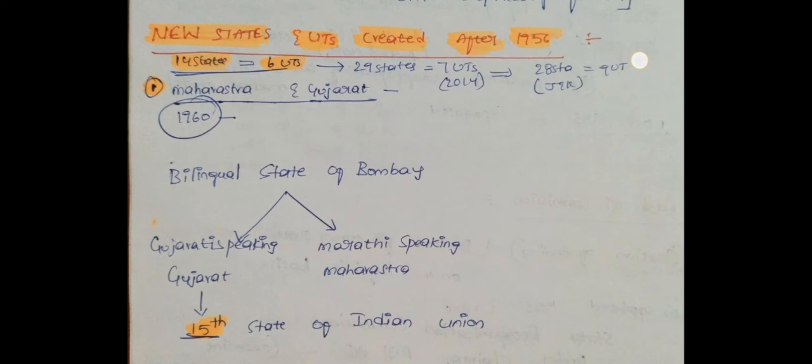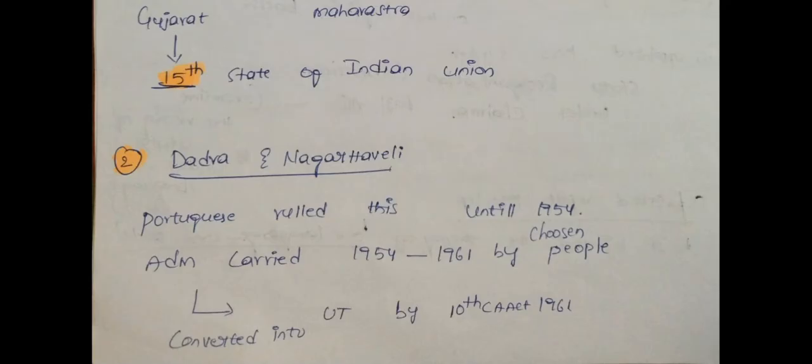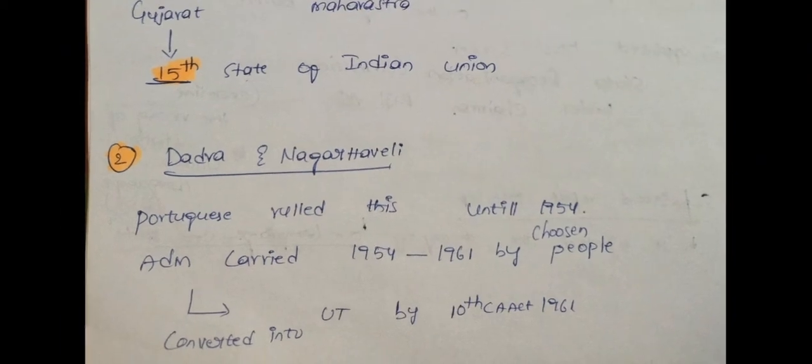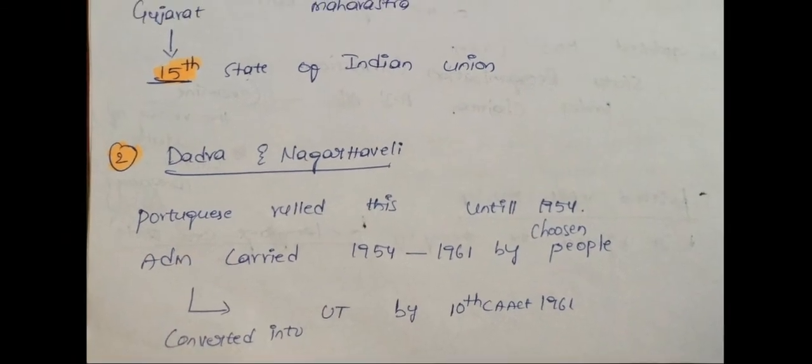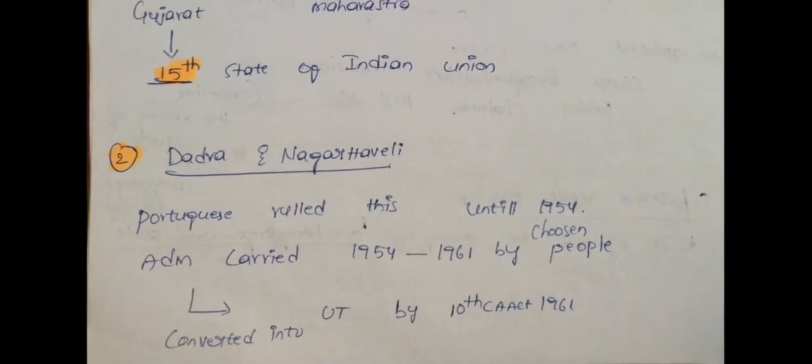Second one is Dadra and Nagar Haveli. Dadra and Nagar Haveli was ruled by the Portuguese until 1954. From 1954 till 1961, it was administered by people chosen by themselves, and it was converted into a union territory of India by the 10th Constitutional Amendment Act 1961.